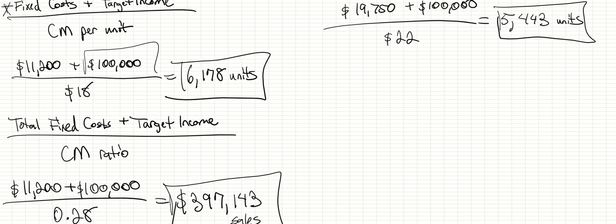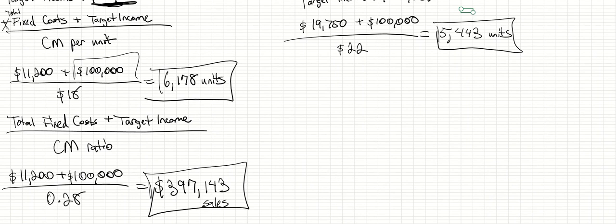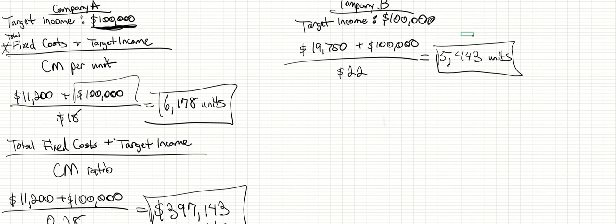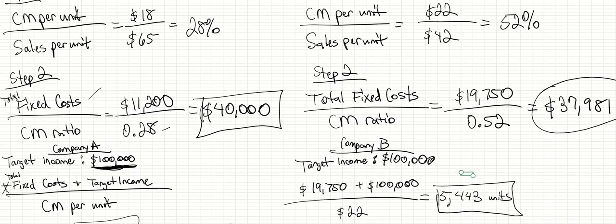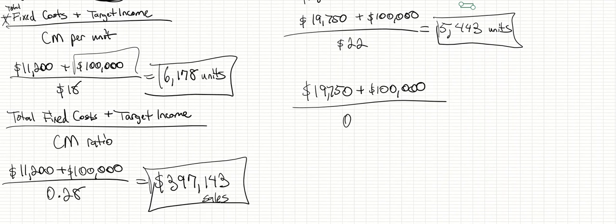Now to figure out the dollar amount or the total dollars in sales that's needed, we're going to take the total fixed costs plus the target income of 100,000, and we're going to divide it by the contribution margin ratio, which was done in step 2, which is 0.52 or 52%. So this is going to give us our dollar amount. So 19,750 plus 100,000 divided by 0.52.